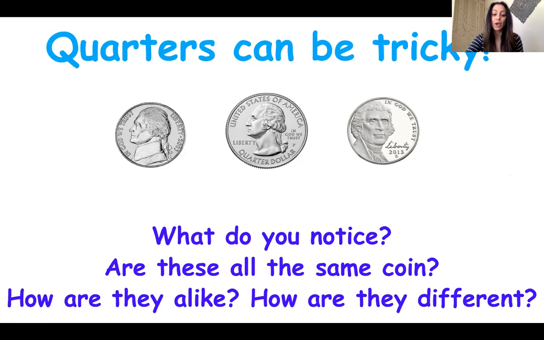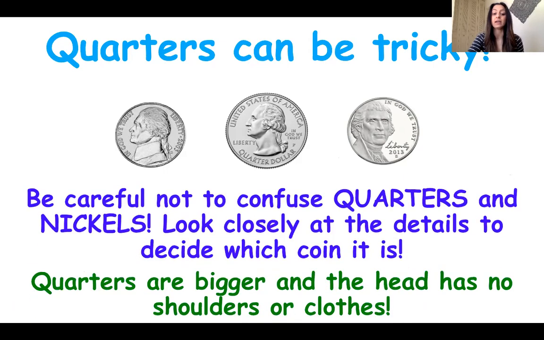All right, friends. So here's the tricky trick. This is a quarter, but this is a nickel, and this is also a nickel. But if you look at it really quickly, it's really easy to get confused because this nickel with the head on it and this quarter with the head on it look very, very similar. So you have to really notice all the details, right? Be careful not to confuse a nickel and a quarter.